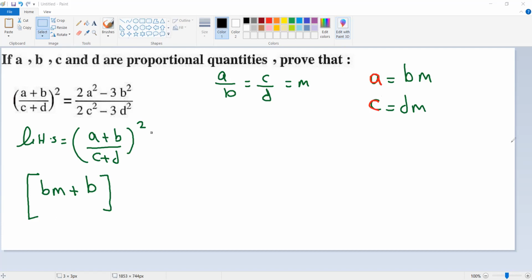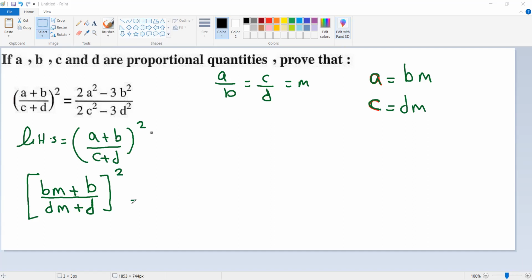All divided by C plus D. What is the value of C? C equals DM plus D. What is the value of D? It's D only. There is no value for D. D is only D, okay? But what is the value of A? A is equal to BM, and what is C? C is equal to DM. That's the substitution of A and the substitution of C.